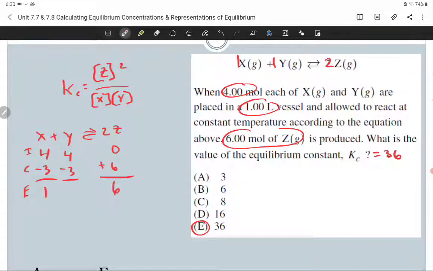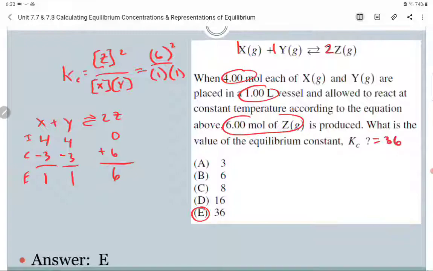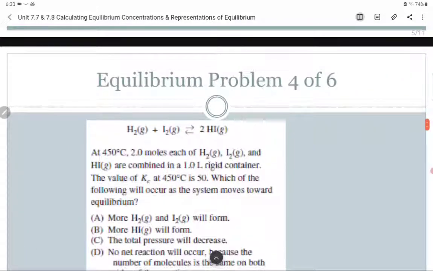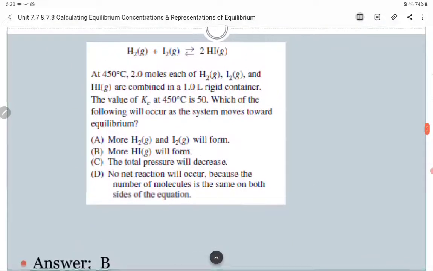4 minus 3 is 1, 4 minus 3 is 1. Now I think this is going to become a little bit easier. I think we can all do this pretty easily without a calculator. 6 to the power of 2 divided by 1, and another divided by 1. So I think that's how we get to that 36 answer. Okay, answer B. We already got it.